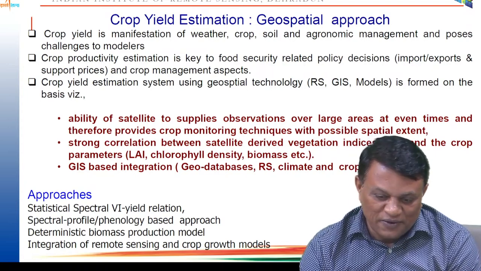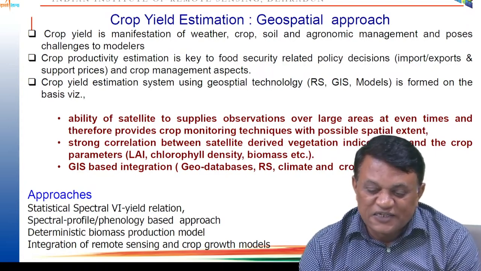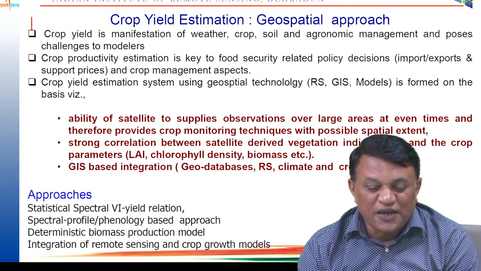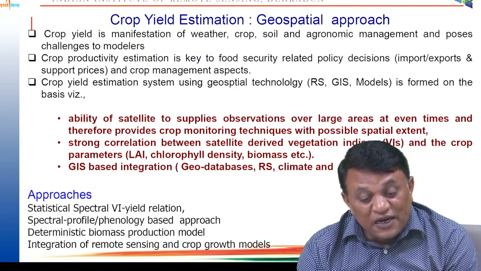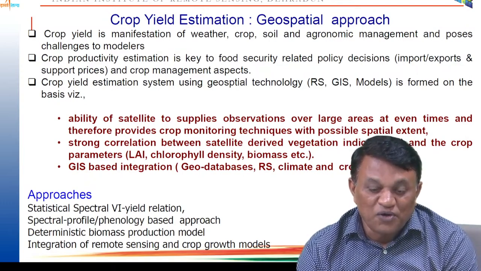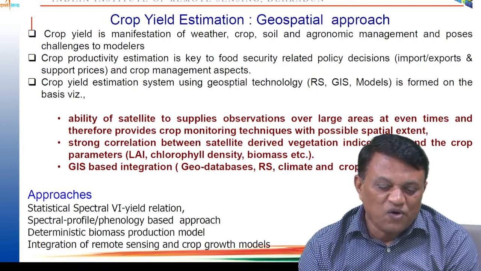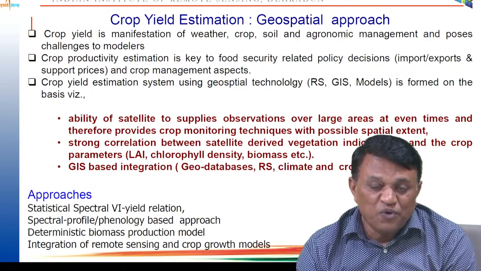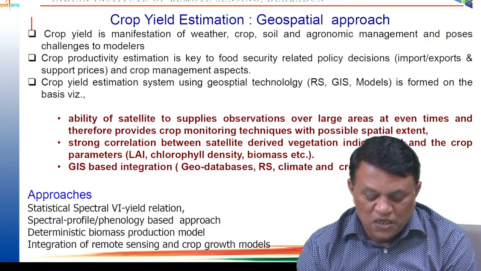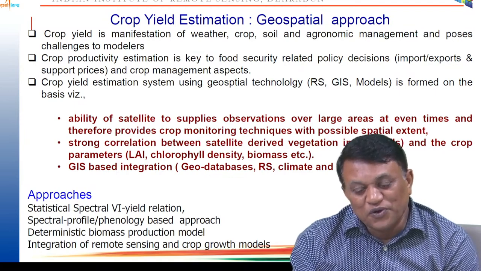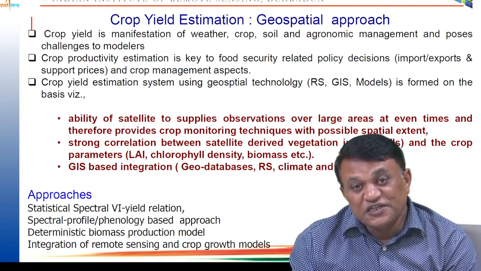and Farmer Welfare, the Agriculture Statistics at a Glance. So you can get the district level crop yield of any crop, then acquire satellite imagery during the maximum vegetative growth stage of that crop, or the most ideal stage of the crop, and then develop a relation to estimate crop yield for the next year.